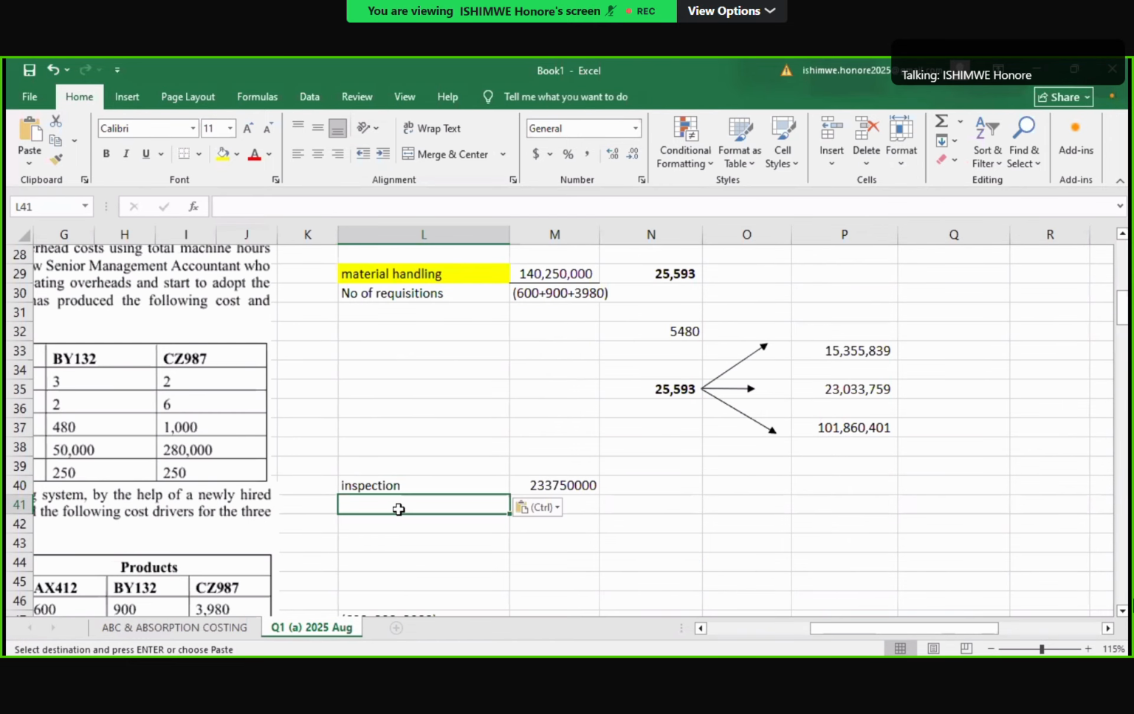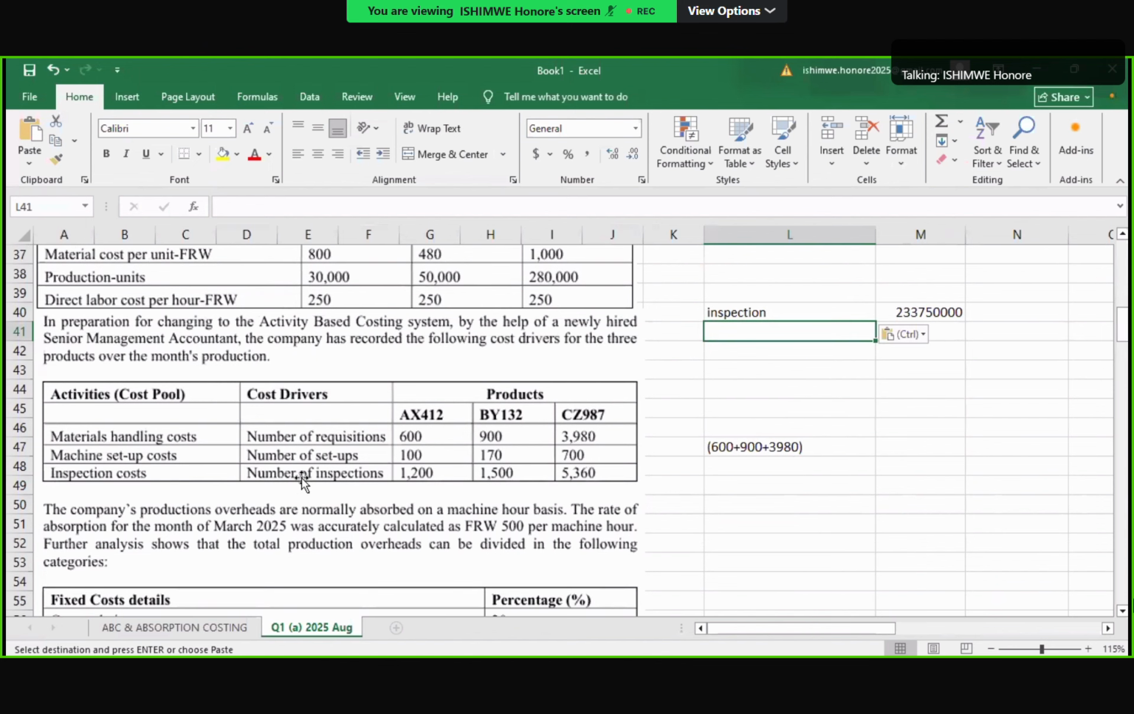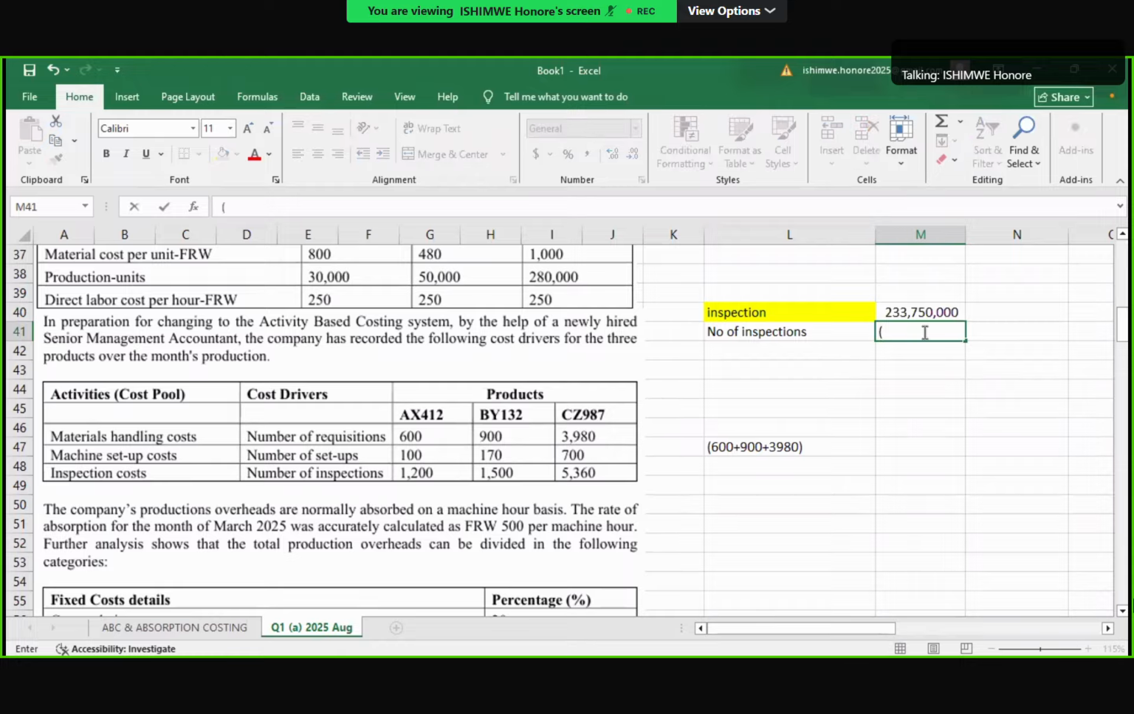This is inspection. You have to go with the number of inspections. So this is the total cost, and it should be total cost per activity, the number of activities we have in inspections. The ones we have are 200 plus 500 plus 5360.